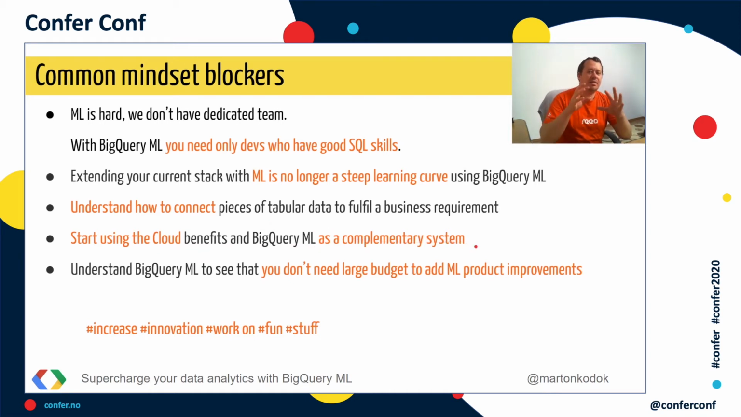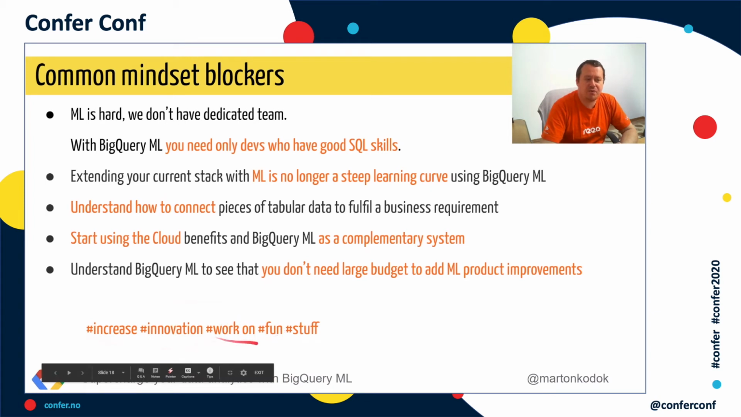So I see that you keep your current application where it is, but you can also send the data as a complementary system, as a second, as a third system to BigQuery, and then you can actually leverage all these product offerings. Also, for BigQuery, you don't need a large budget to add your first machine learning implementation inside your application. So it increases innovation and you can work on fun stuff. Often people are bored with their current stack, how old the application is, and they are looking to explore new worlds. Cloud and BigQuery is one way to actually work on fun stuff.